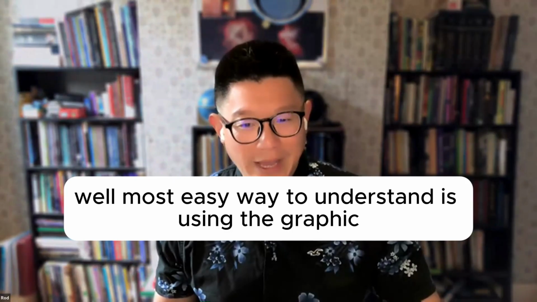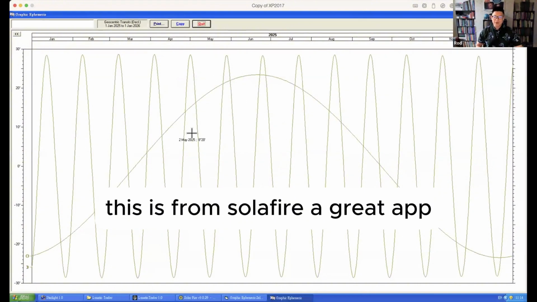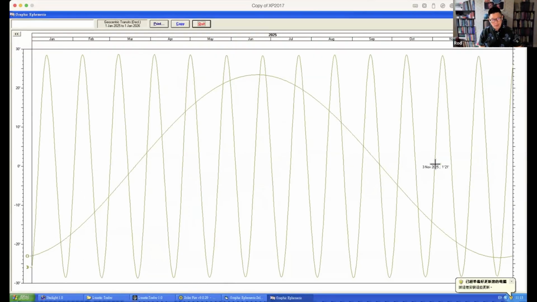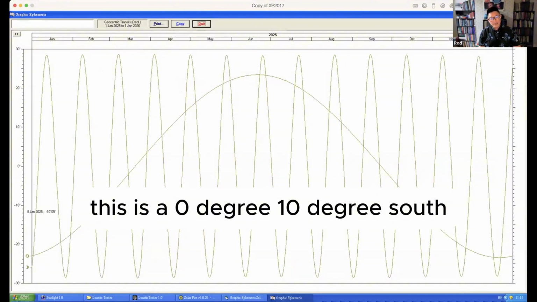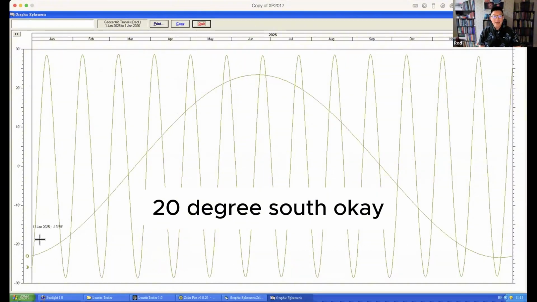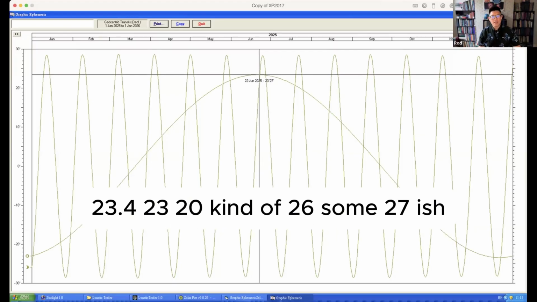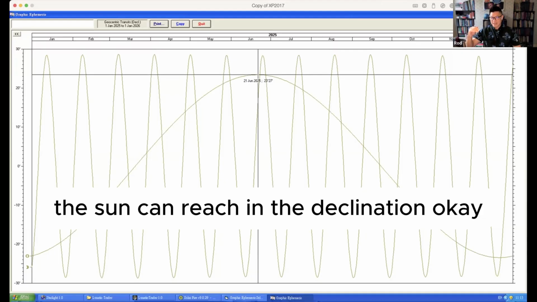The easiest way to understand is using the graphic ephemeris. This is from SolarFire, a great app. Here I use 0 degrees, 10, 20, 30 degrees going up, and 0 degrees, 10 degrees south, 20 degrees south going down. Now we can see that during June, the sun reaches 23.4, roughly 23 degrees 26 minutes. This is the furthest position the sun can reach in declination.